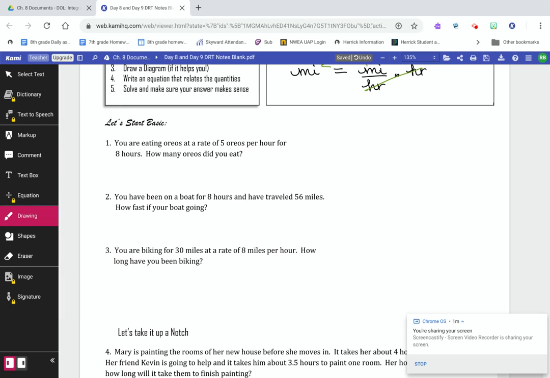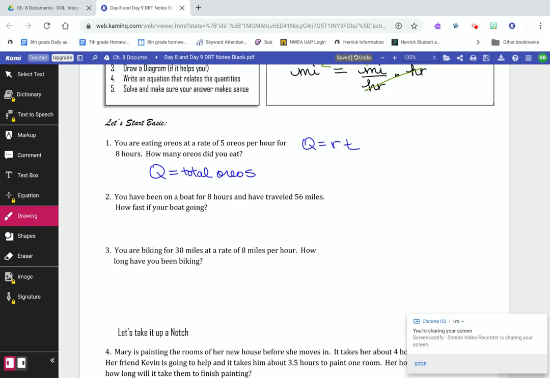So we have: you are eating Oreos at a rate of 5 Oreos per hour for 8 hours. How many Oreos did you eat? So for this one, we don't have distance. Instead of distance, we have the amount of Oreos being eaten. So let's make that Q. We can't do O, it'll look like a 0. So let's do Q equals total Oreos. So our equation is Q equals your rate times time.